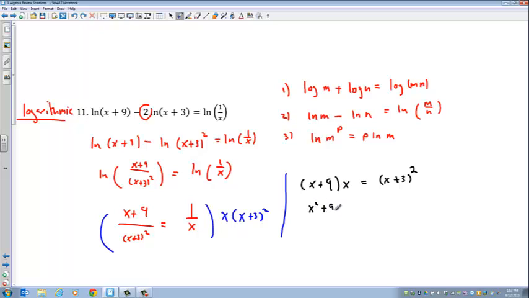You have x squared plus 9x which is equal to, square this out. So remember that x plus 3 squared isn't just x squared and 3 squared. You'll always have that middle term because it means x plus 3 times x plus 3. So when you FOIL that thing out, you're going to get x squared, but you'll always have this middle term, a 3x and a 3x. So you get 6x, and then plus the 9.